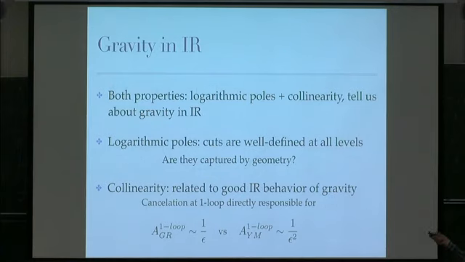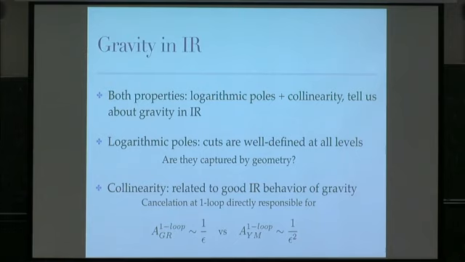Okay, so both these properties, logarithmic poles and collinearity, tell us something about the IR. Now, the logarithmic poles basically say that the cuts are well defined at all levels. So whenever you cut, you always find a pole, so you can take the residue on the pole. You never find this d alpha over alpha squared. The question is if this is captured by some geometry, this sequence of cuts.